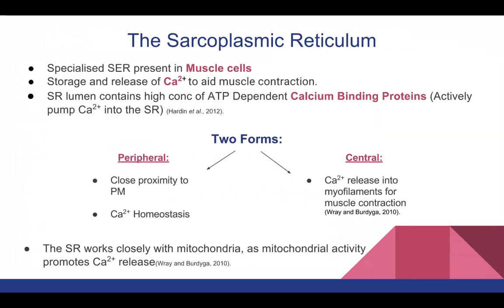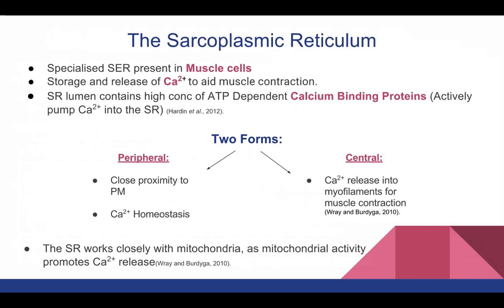The sarcoplasmic reticulum, also known as the SR, is a specialized type of smooth ER present in muscle cells. The SR plays a big role in the storage and release of calcium ions, which aid the activation of contraction in striated muscles. The SR is specialized. The lumen has a high concentration of calcium-binding proteins. ATP-dependent calcium ATPase pumps the calcium ions into the ER and releases them when the muscle needs to contract.